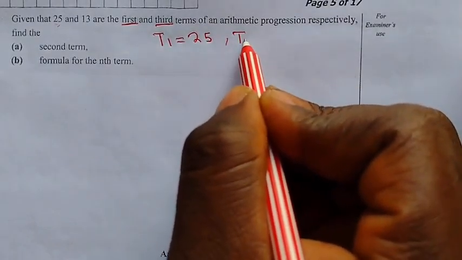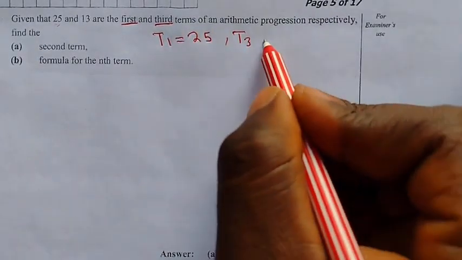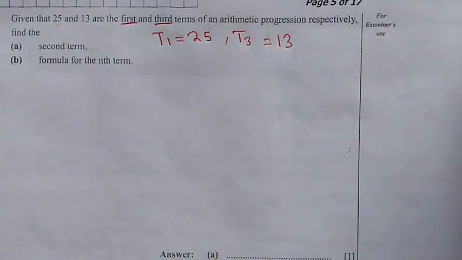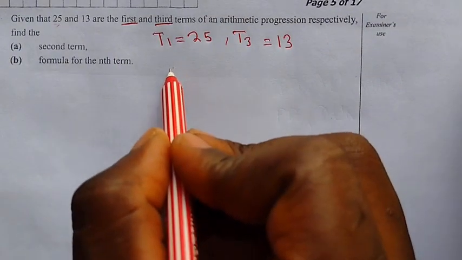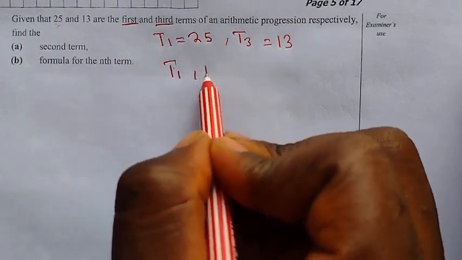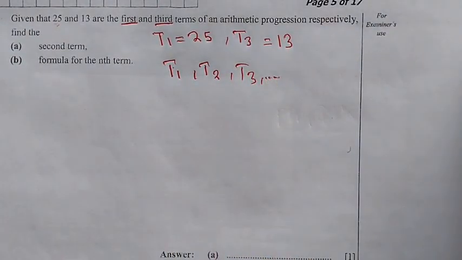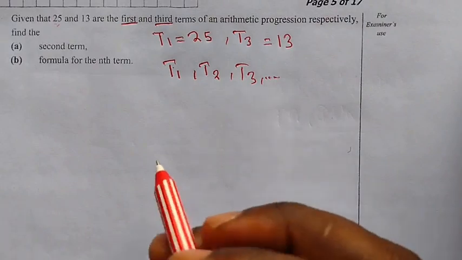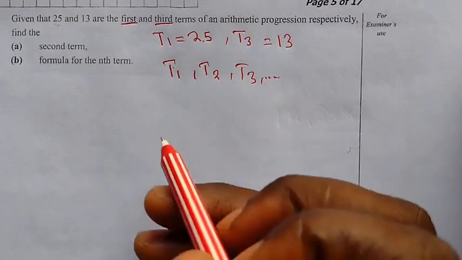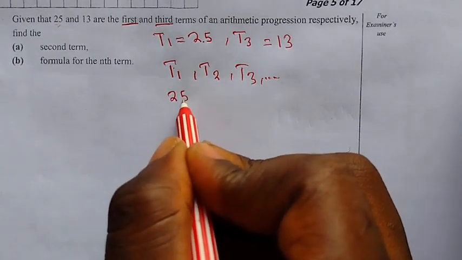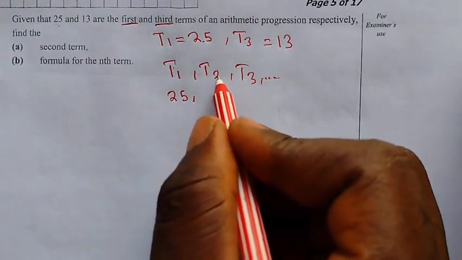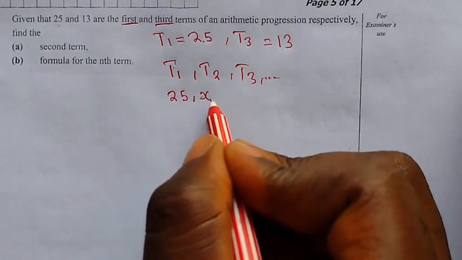Then the third term, term 3, is 13. This is what you have to bear in mind. Now from there, they are saying find the second term. So how do you find the second term? When you come up with a sequence, we say this is term 1, term 2, term 3, just like that. The sequence will keep on going. So what you are going to notice, term 1 we have been given, which is 25. So for this term 2, since there is no term 2, introduce x.